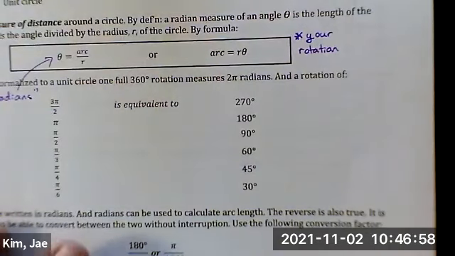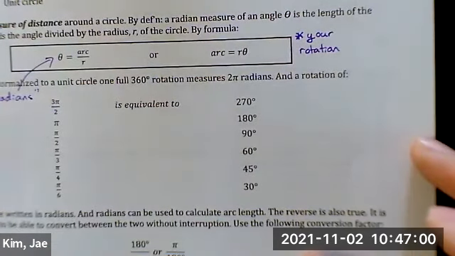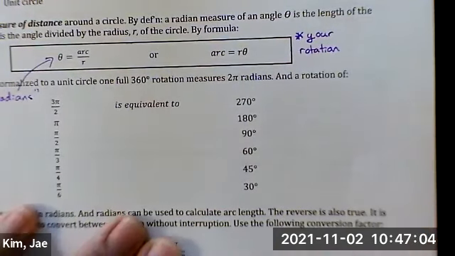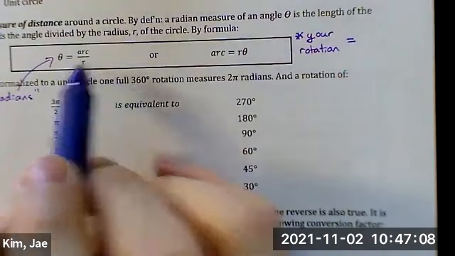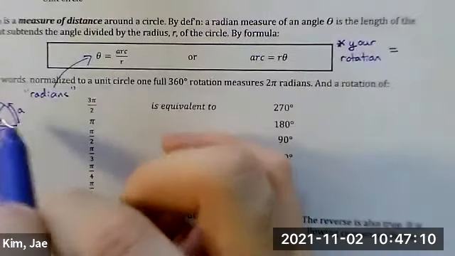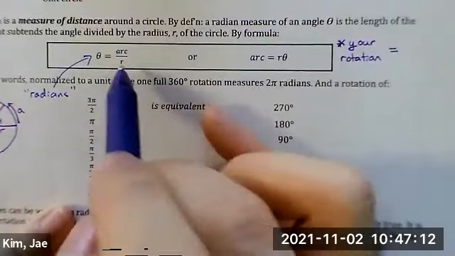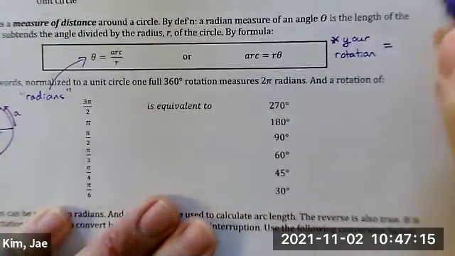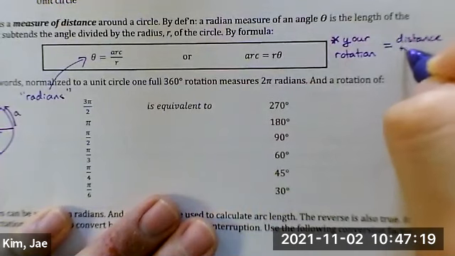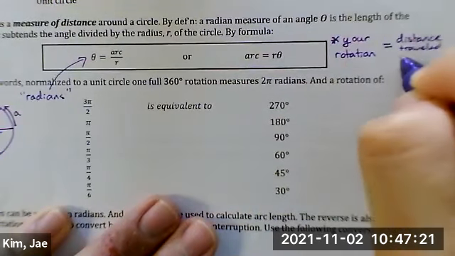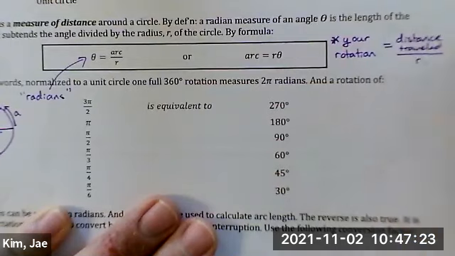So you can say that your rotation is equal to your arc. So your distance traveled divided by r, right? Distance traveled divided by the radius.